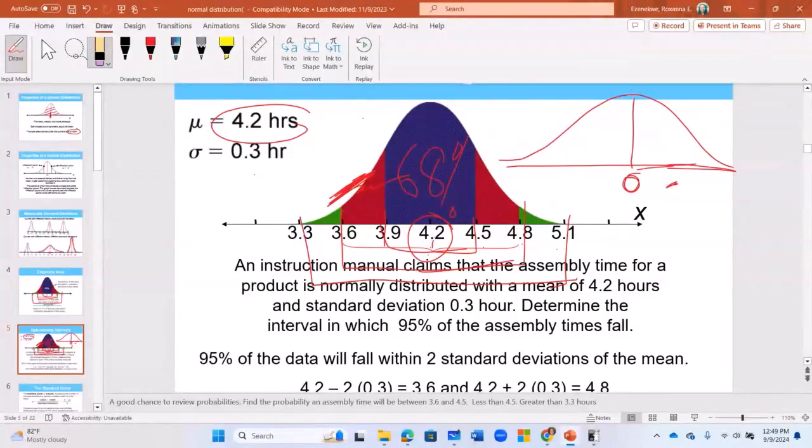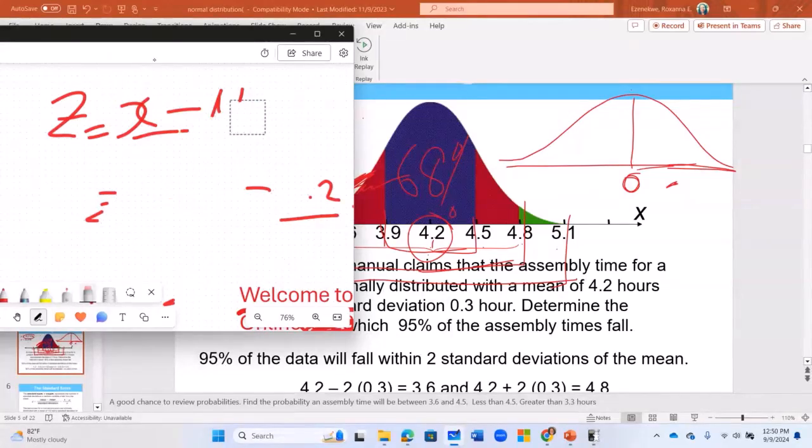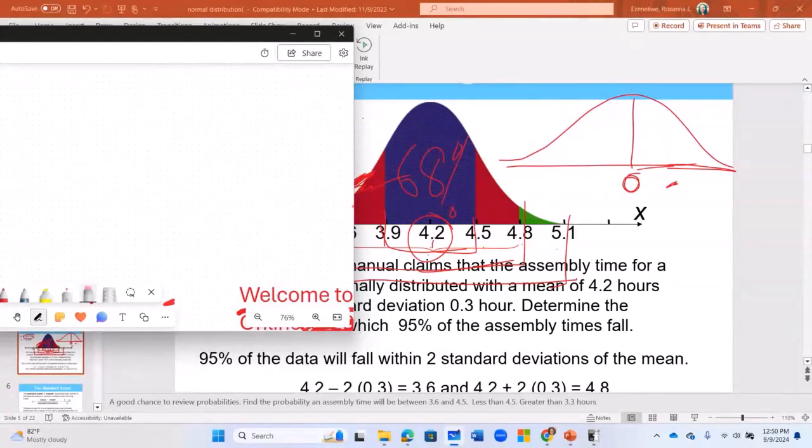I'm just going to leave it and get my board again. This time I want to standardize 4.5, in other words, one standard deviation above the mean. If you don't mind, I'm going to clean this up that way. Okay, now I want to find the z-score of 4.5.